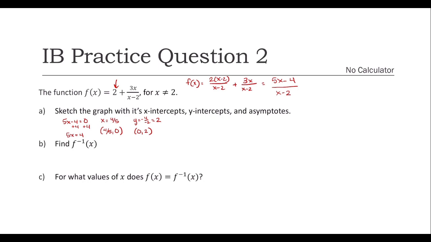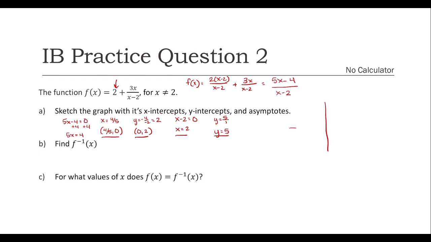Our vertical asymptote is when the denominator equals 0, so x minus 2 equals 0. We'd add 2 to both sides to get that x equals 2. And then because the degree of the numerator is equal to the degree of the denominator, our horizontal asymptote will equal the coefficient of our highest degree in the numerator over the coefficient of the highest degree in the denominator. So it'll be y equals 5 over 1. So our horizontal asymptote is y equals 5.